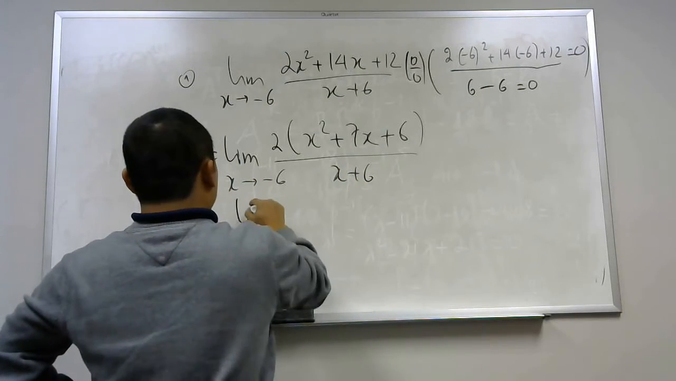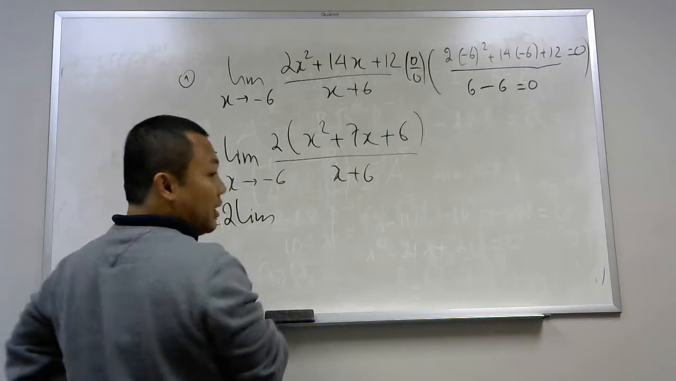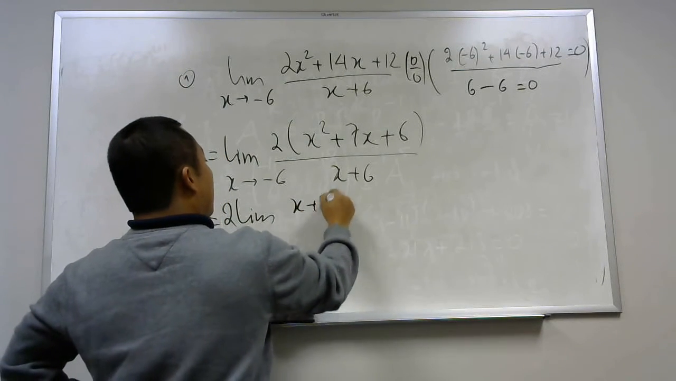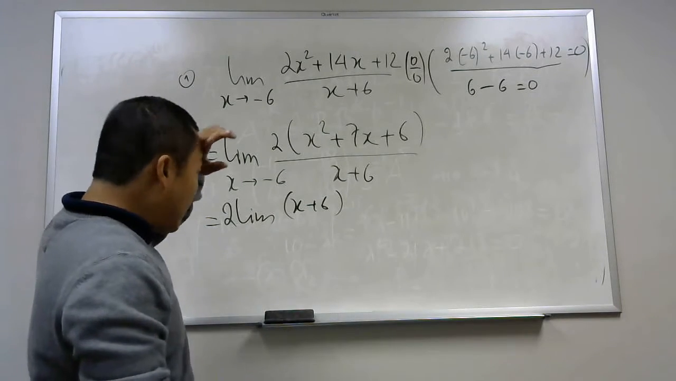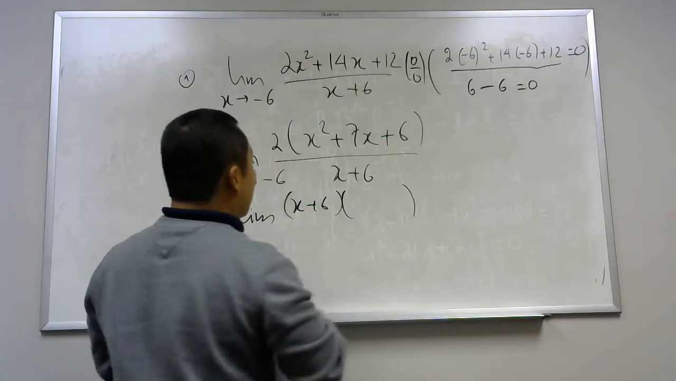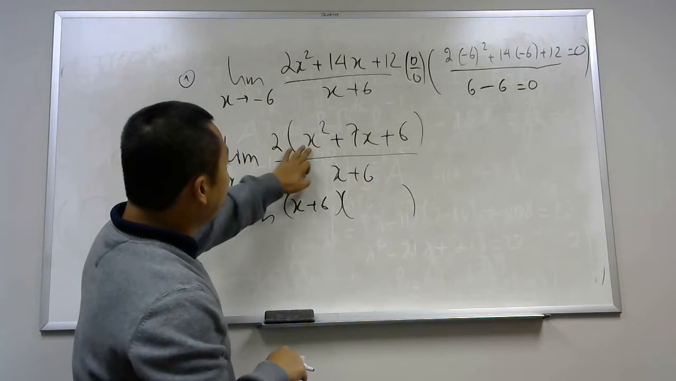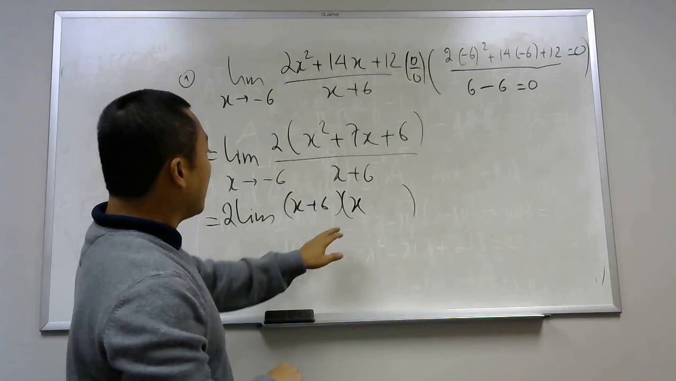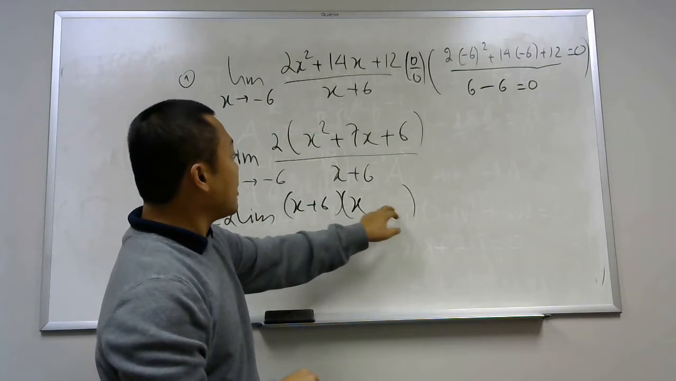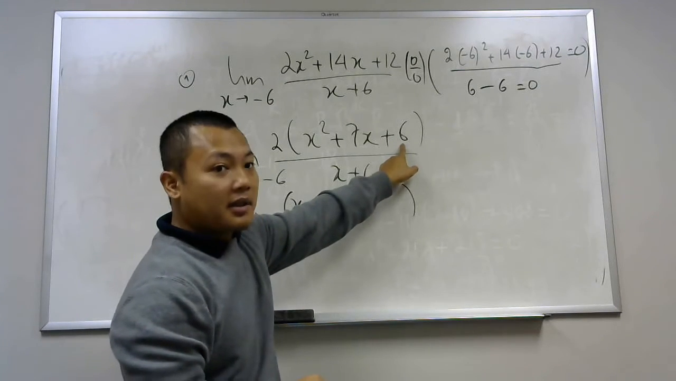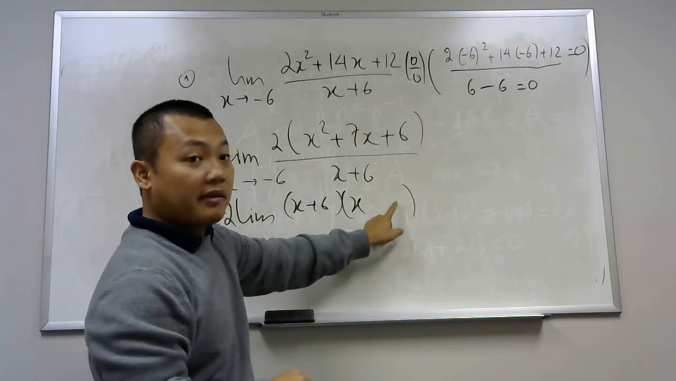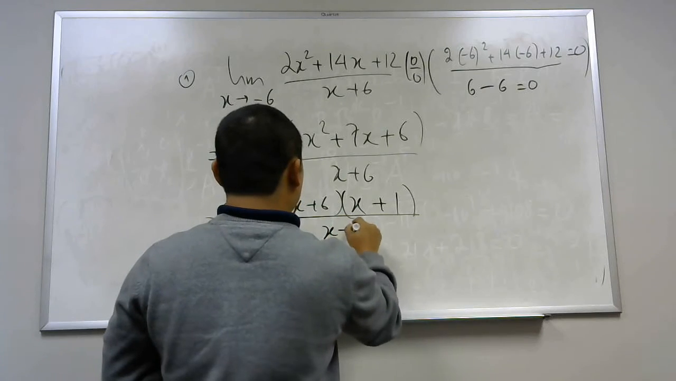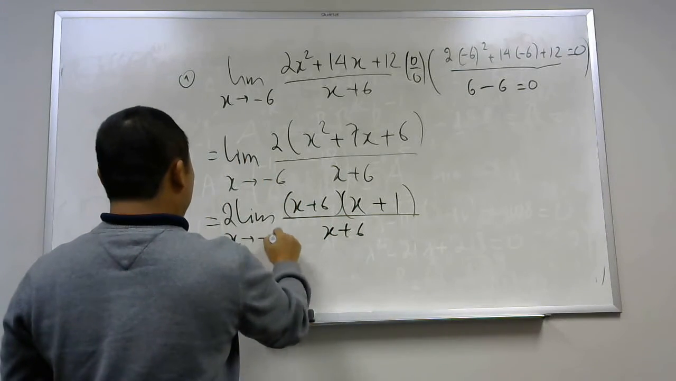So I get a limit. I can bring 2 out of the limit because that is just a coefficient. So if I write x plus 6 in here, what do I have in this part? Here we have x, here we have x squared. So that means here we need x, right? And then now we move to the free coefficient. Here I have 6, here I have 6. That means here I should have plus 1. So I have x plus 1 over here, I have x plus 6 in here, x goes to -6.